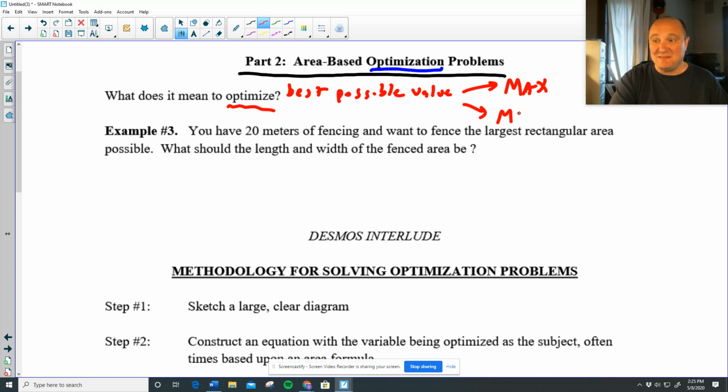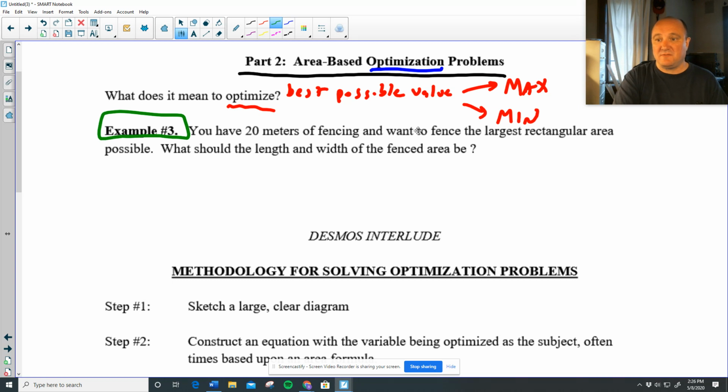Or we could be trying to minimize something. We're minimizing tardy violations, or we're trying to minimize a golf score, or minimize our costs if we're talking about money in that sense. So that's what optimization means. We have some sort of problem and we're trying to find the best possible value. And that's either going to be a maximum or a minimum. And you kind of have to read the question and look at the context in order to figure out which that is. Let's look at an example.